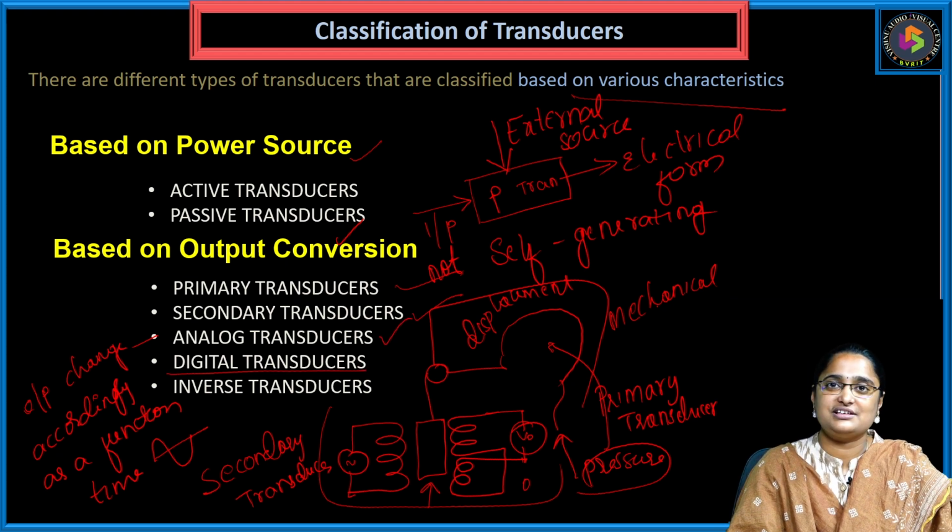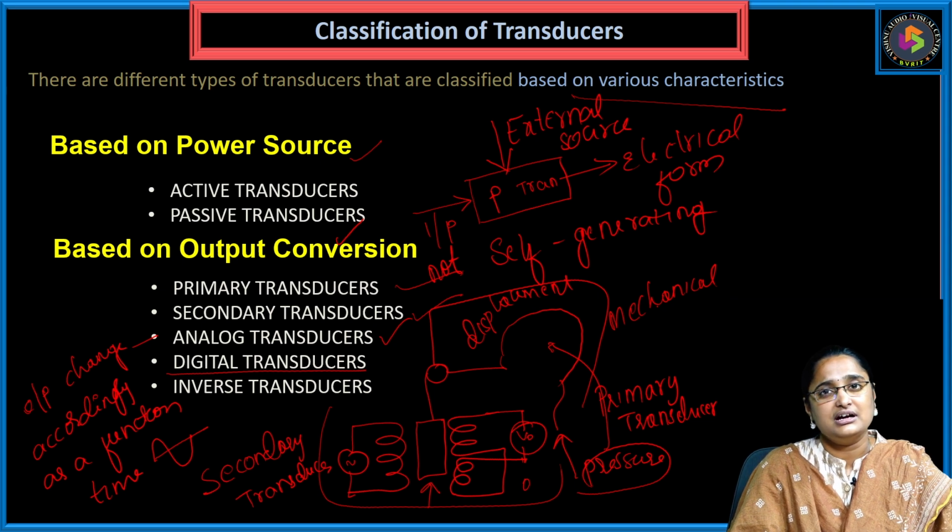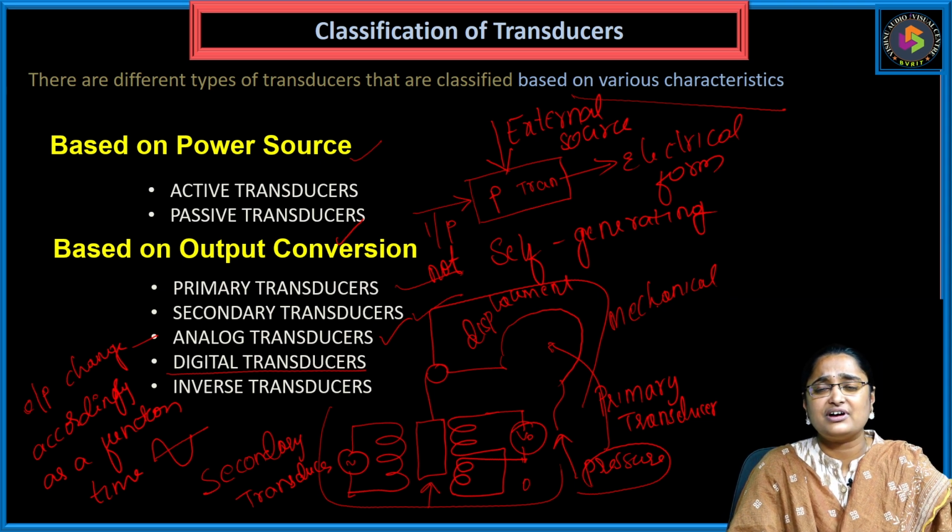Now we have digital transducers. Digital transducers are the ones which have a specified value. For example, take a digital thermometer. When it senses the temperature of the body, it gives the output in the form of centigrade, right? So that is considered a digital transducer. It has a predefined value set in it, and it gives output in those values itself.